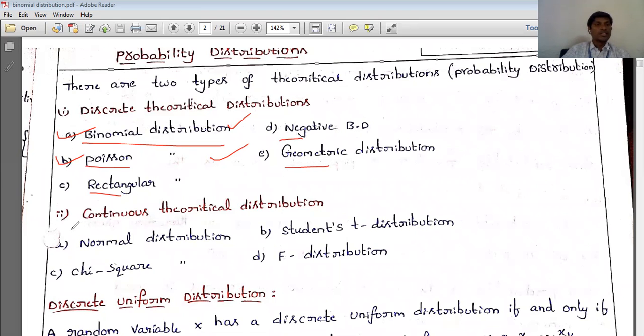In the third unit we will learn continuous theoretical distributions: normal distribution, student t distribution, chi-square, F distribution, exponential distribution, gamma distribution, and uniform distribution. There are many distributions in continuous, and in discrete also. But as per the syllabus we have only three distributions here, and we learn those in the third unit. Before going into that, first we are seeing the basic definition.